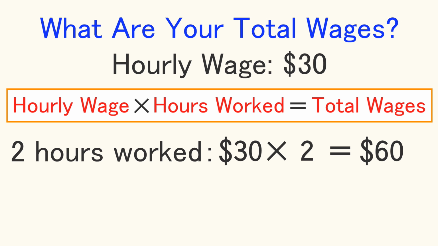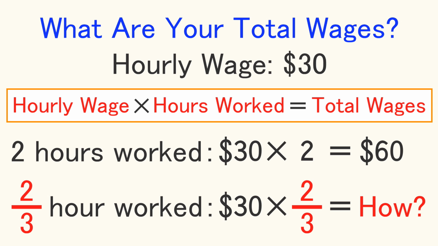You worked for 2 full hours, so you received a full payment of $30 for each 1 hour, twice in total. So far, this is just simple multiplication. Now, what if you only work for 2/3 hour? We can use the same formula in this case as well. Hourly wage multiplied by hours worked equals total wages.